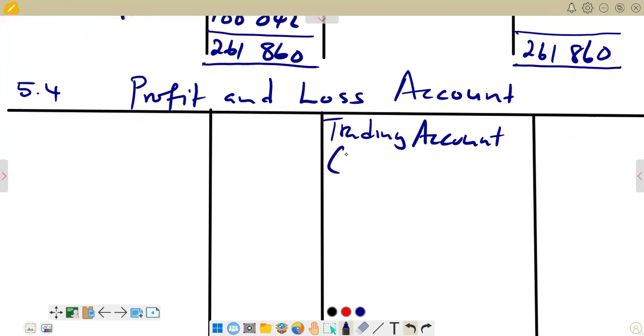And the figure that we are talking about is the gross profit. We can indicate in brackets that we are transferring the gross profit figure. And the figure that we got as gross profit there is 188,042. So we're going to put it here.